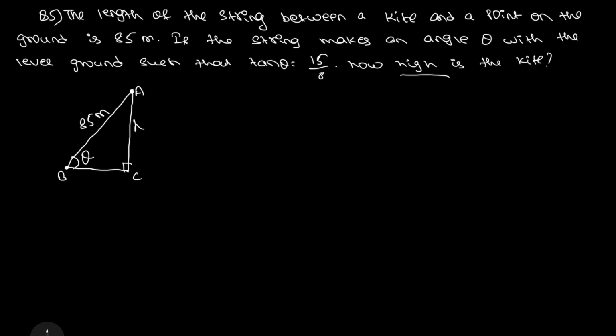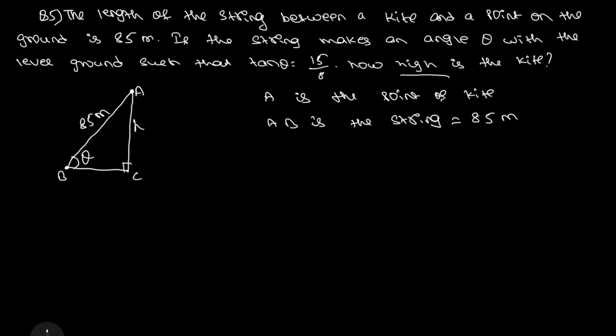So what are the points we have taken? A is the point of kite and AB is the string which is of length 85 meters, and theta will be an angle, and here it is given that tan theta is equal to 15 by 8. So in order to find the height of this, first we will be using sin theta, perpendicular by hypotenuse, which is nothing but AC by AB.